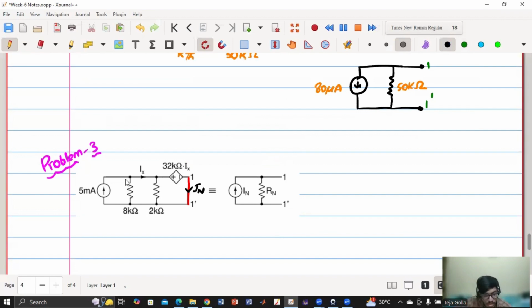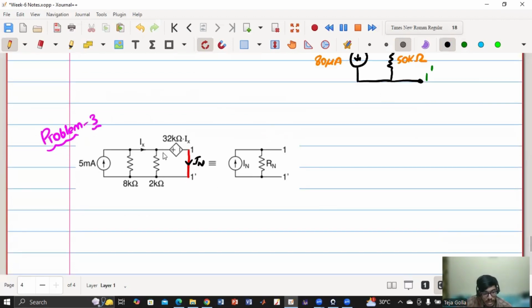Okay. So we'll start with the KCL. So first of all, let us assume this as ground. Okay. Then what is the voltage of this? 32 kilo ohm into Ix, right? Agree, everyone? Or do you have any doubts?